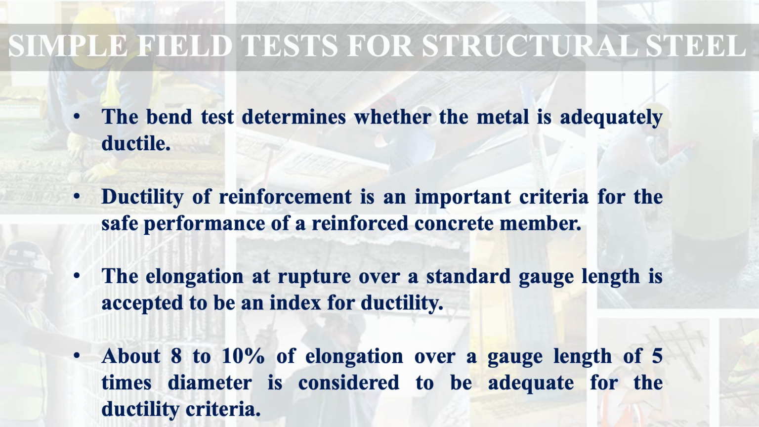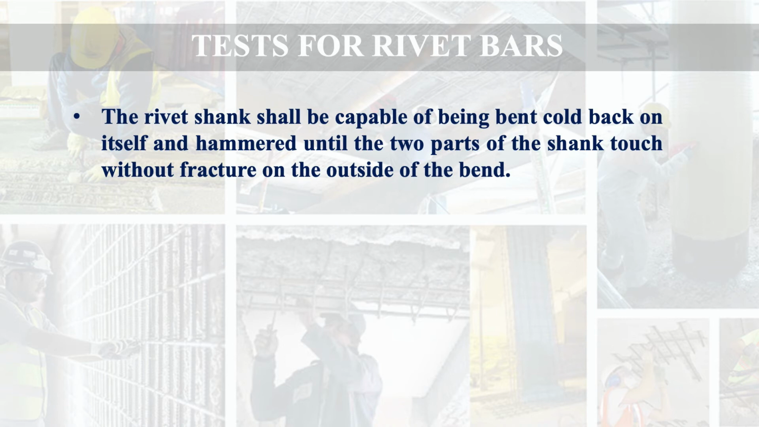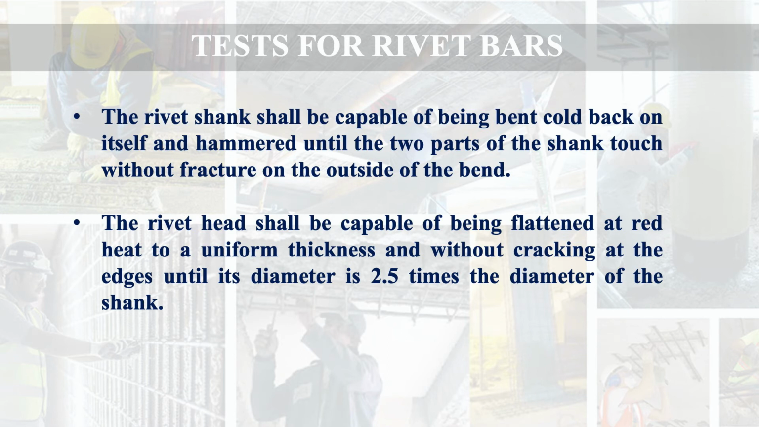Now let us look at tests for rivet bars. The rivet shank shall be capable of being bent cold back on itself and hammered until the two parts of the shank touch without fracture on the outside of the bend. The rivet head shall be capable of being flattened at red heat to a uniform thickness and without cracking at the edges until its diameter is 2.5 times the diameter of the shank.